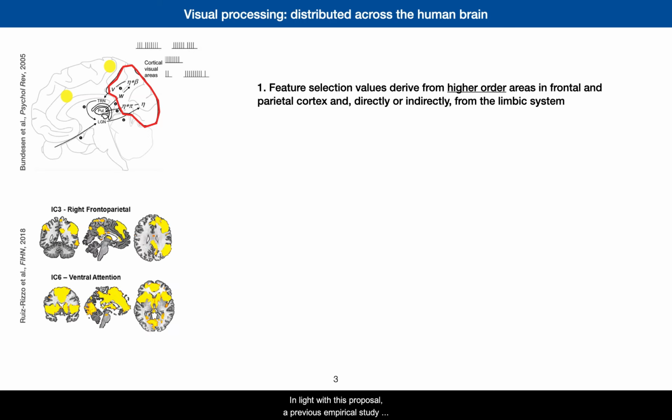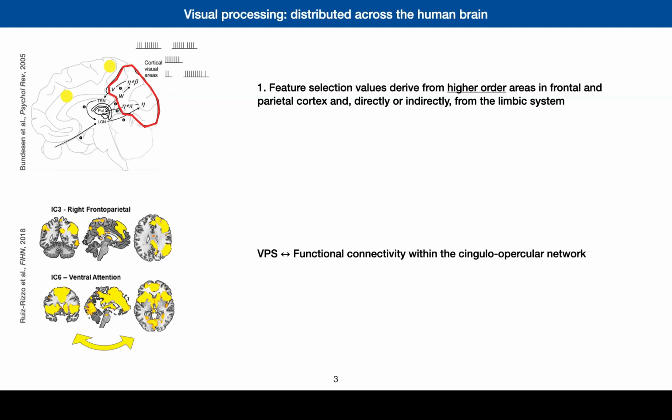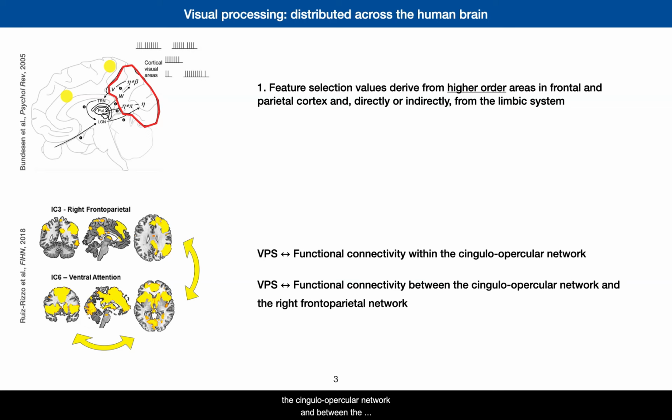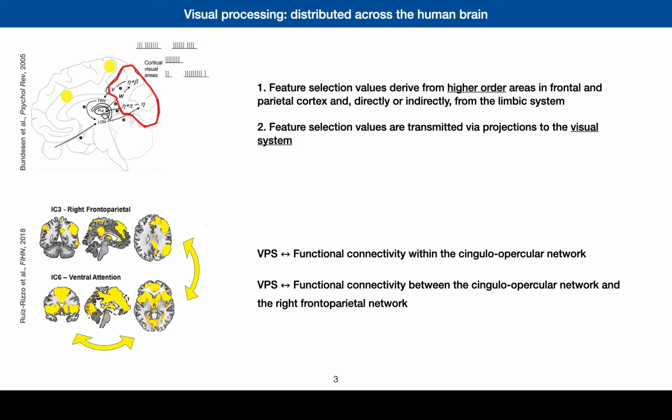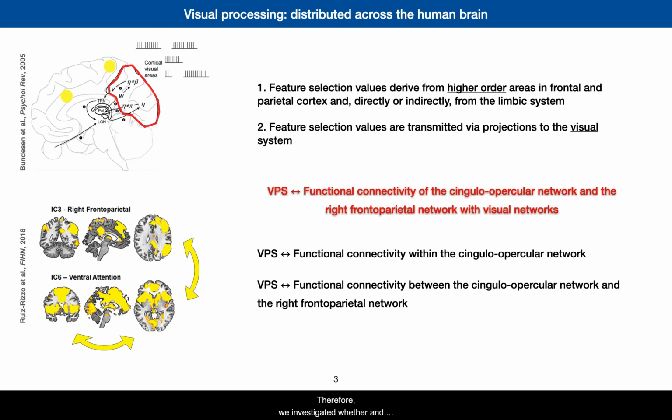In line with this proposal, a previous empirical study showed that visual processing speed is associated with the functional connectivity within the cingulopercular network and between the cingulopercular network and the frontoparietal network. The feature selection values that determine visual processing speed must be transmitted from higher order areas to the visual system. Therefore, we investigated whether and how the functional connectivity of these higher order networks with visual networks relate to visual processing speed.